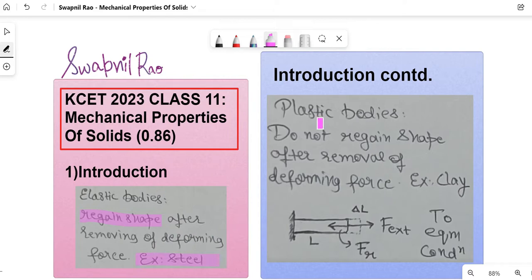So yeah, the example is steel. So over here, they do not regain the shape after the removal of deforming force. As you can see, I've written removal here. So yeah, these are plastic bodies, and this would be elastic body. And the example would be clay, or you can even talk about other examples similarly. So I've drawn a diagram to help you visualize it.